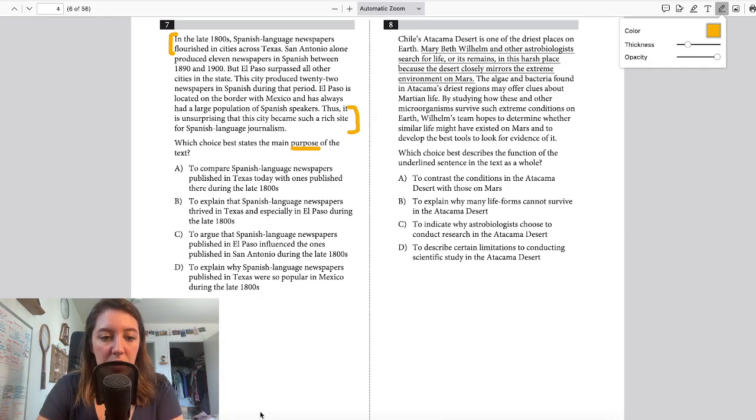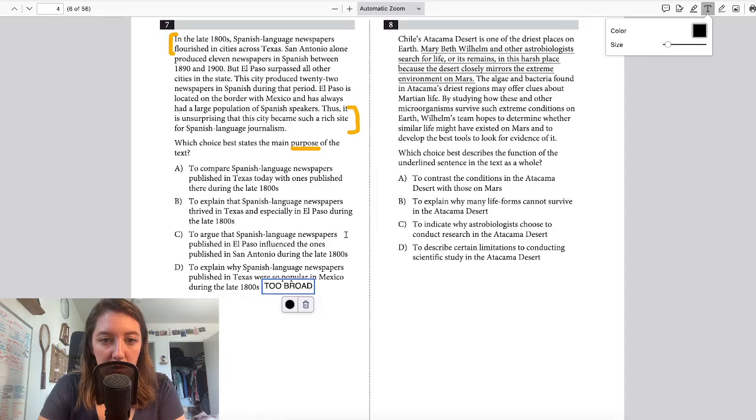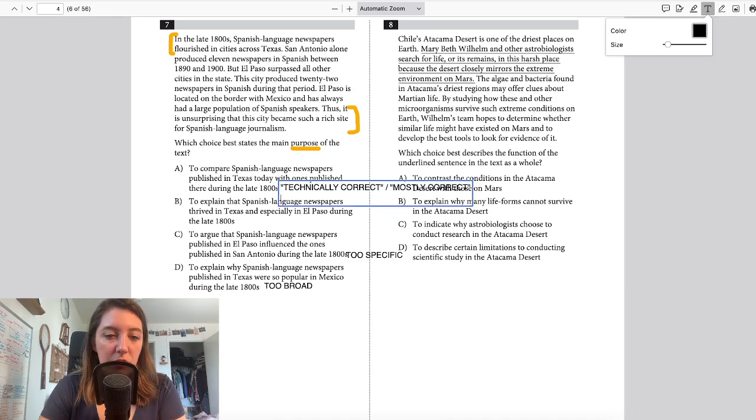So I'll just type this out for you guys. Like if we say something like too broad, okay? And then this one down here, C, too specific, right? I might say that. Then of course there's going to be the correct answer, right? And then there's going to be something that is technically correct or mostly correct, but still off somehow. Okay.